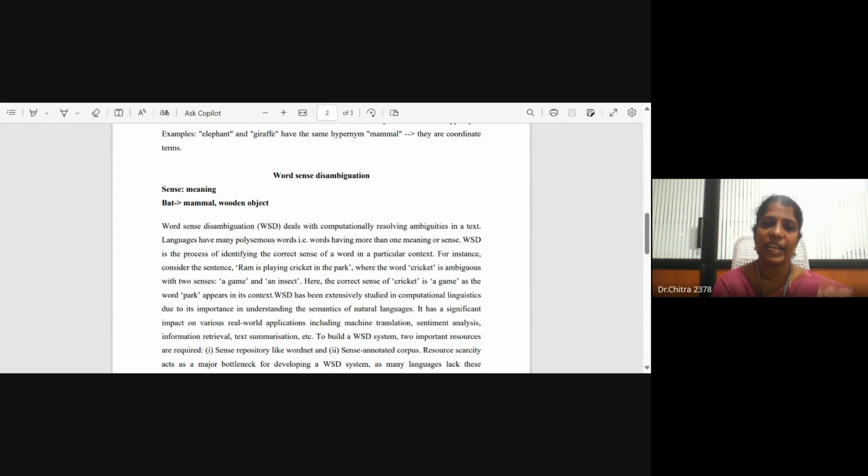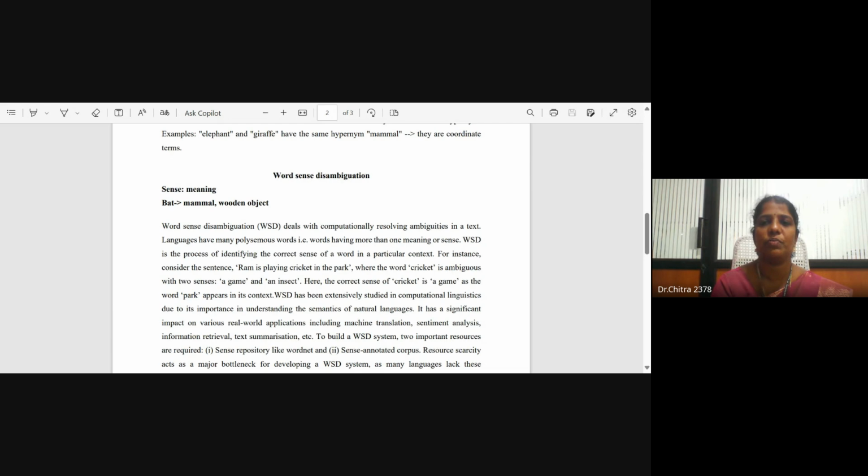So first you read the context. From the context, if the word fly is there, then automatically the bat will be related to the mammal. If the word play is there, the bat will be related to the wooden object. So you should find the relationship between them.